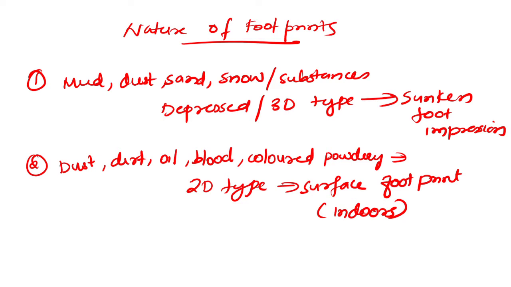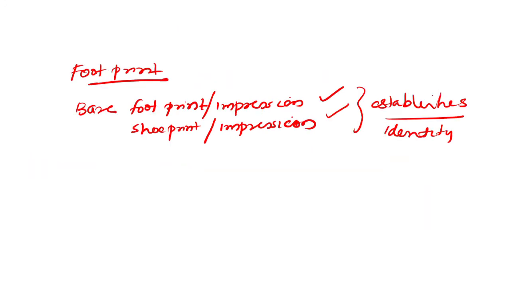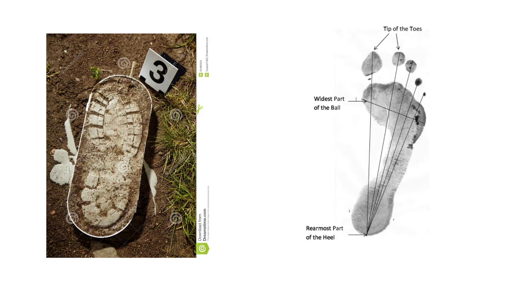That is when the foot of that particular person is coated with blood or any other dirt, oil, or any other color powder. So like this image you will get. That is a surface footwear impression. Footwear or footprints may also be produced by lifting dust or liquid material, in which a negative print will be left on the surface.